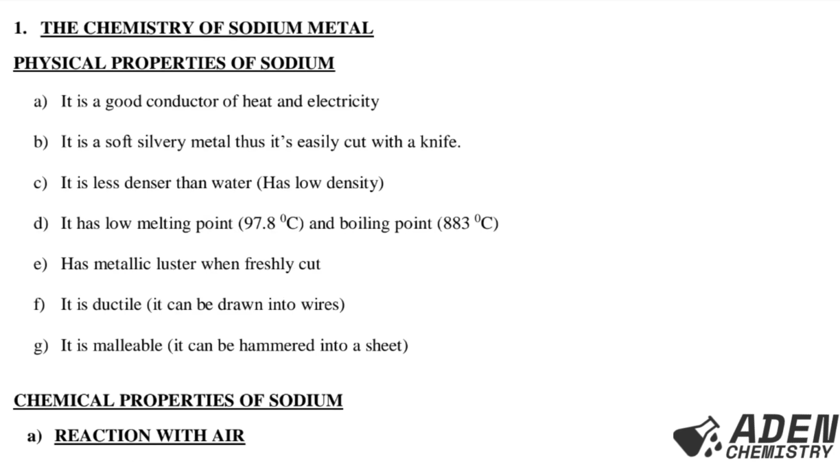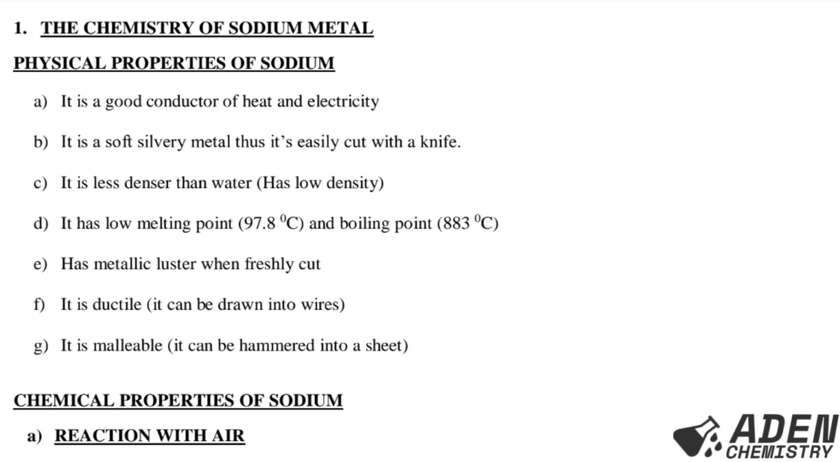So in the physical properties of sodium, we are saying sodium is a good conductor of heat and electricity. Remember, sodium is a metal and we said metals are good conductors of heat and electricity, and that's due to the presence of localized electrons in their structure. Number 2, it is a soft silvery metal, thus it is easily cut with a knife. Thirdly, it is less dense than water. That means it has low density.